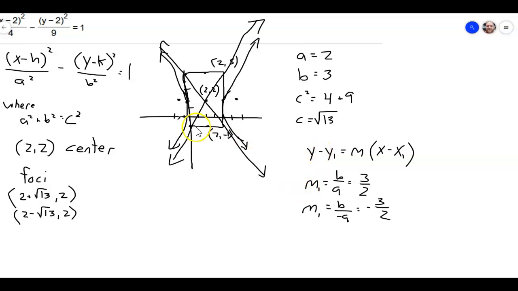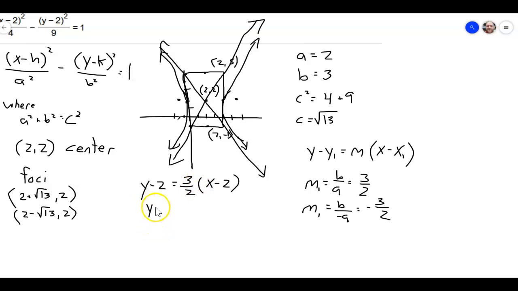And then we're going to use the point that both of them contain. Notice that both of them go through the center point (2, 2). So I'm just going to use that as my y1 and x1 for each equation here. So let's do the first equation. So the first equation is going to look like this. y minus 2, y1, that's the y value of this point here, is equal to the positive sloped one times x minus 2. And then I'm just going to solve for y.